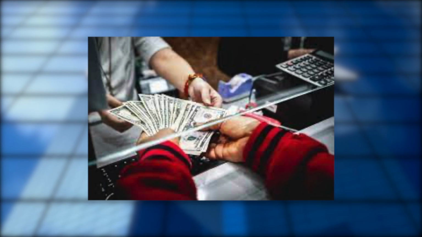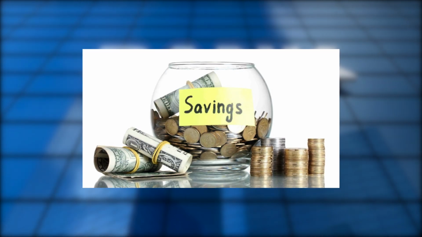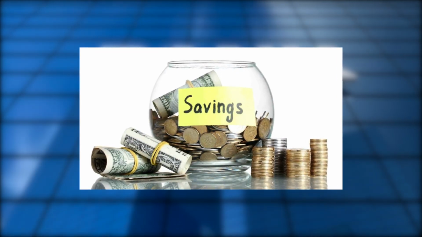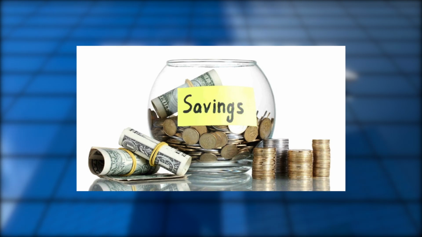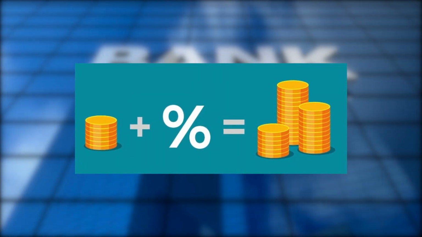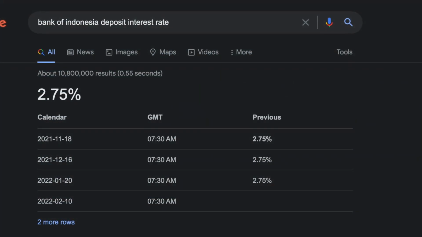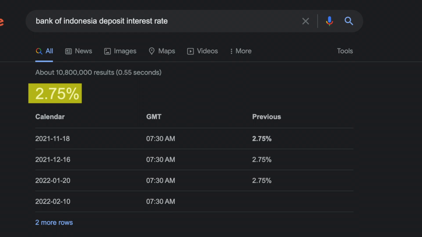Okay, so let's first talk about interests. But what even are interests? So basically, when you deposit money into your savings account in a bank, you will receive something called an interest. An interest is basically a certain amount of money you earn periodically from a bank when depositing your money in your savings account according to a predetermined interest rate, which will often range from 0.01% up to 5% depending on your location. For example, the interest rate for the Bank of Indonesia is 2.75%.